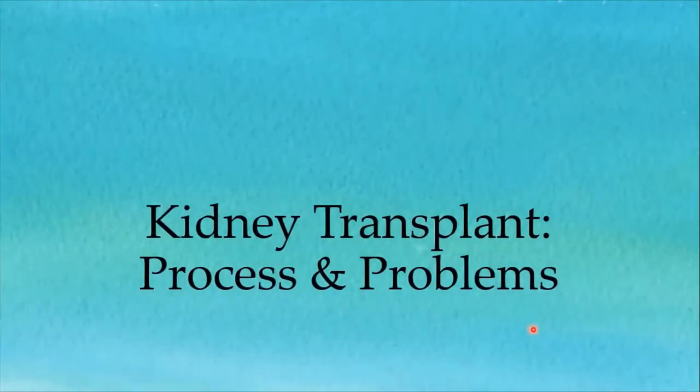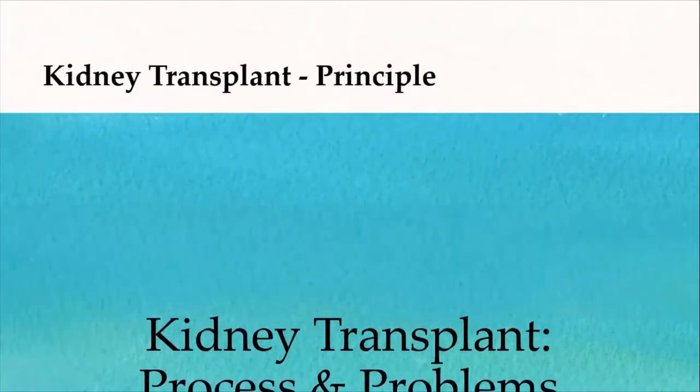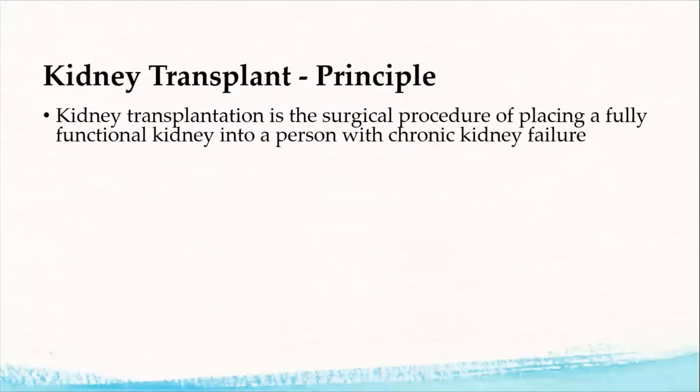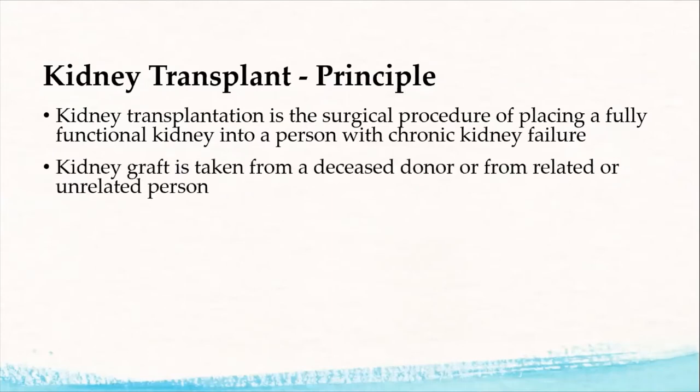Now we will study kidney transplant, the procedures, and the problems that are faced regarding the transplantation process. So let's see what a kidney transplant is and how it is done. The basic principle behind a kidney transplant is that it is a surgical process of replacing a fully functional kidney from a donor into a patient that is suffering from chronic kidney failure. This process is also known as grafting.